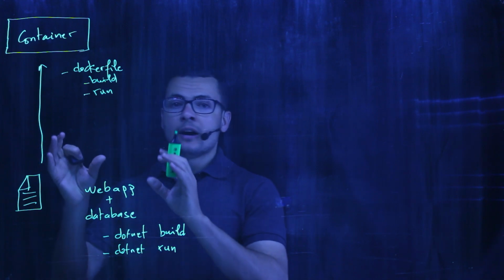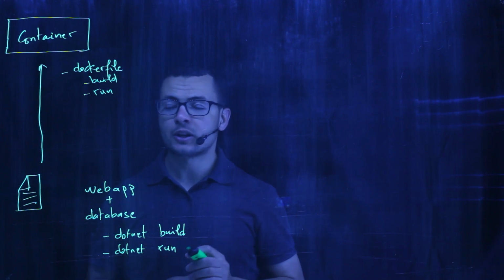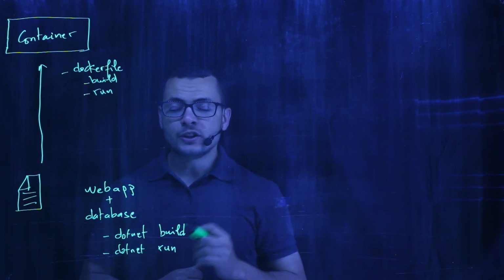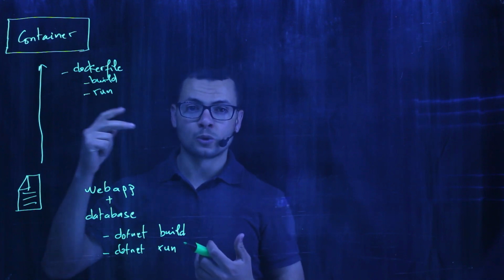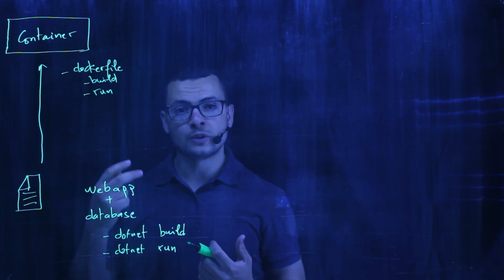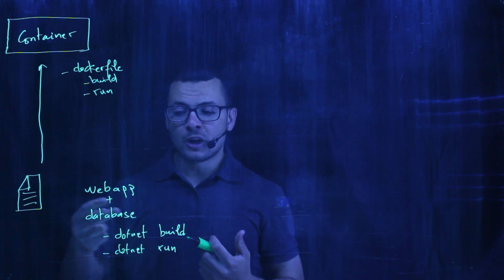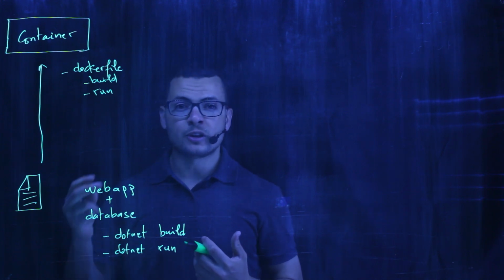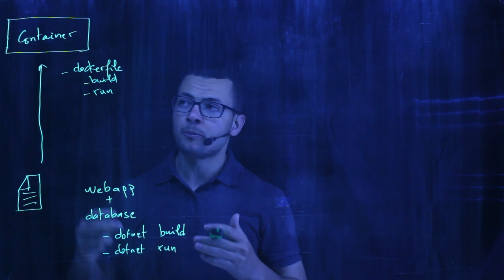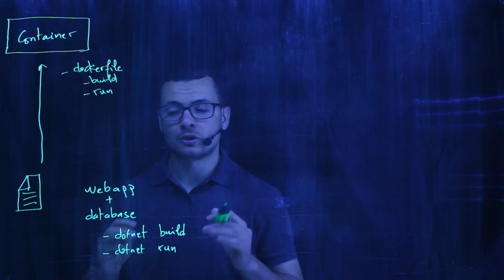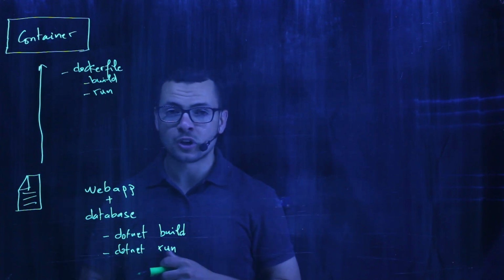So in this case, we'll have two containers, one for the web app and another one for the database engine. And each time we want to run the application, we need to run those two containers using two different commands. But here we have only two apps, but imagine that we have a microservice application where we have dozens of containers. It's not fun to run each Docker container with its own command.